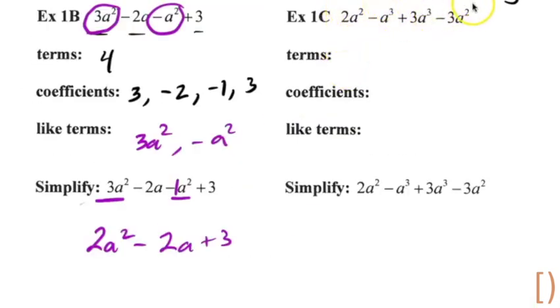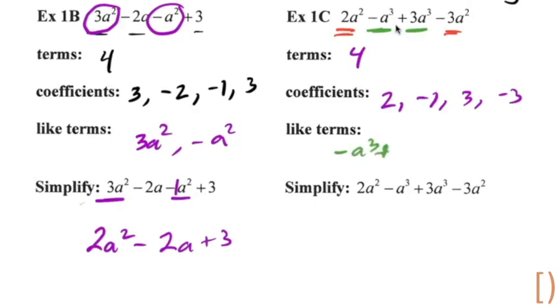1, 2, 3, 4. Coefficients, I have 2, -1, 3, and -3. My like terms: well, the a cubes are alike, and the a squares are alike. So I'll write them twice. So I'm going to write -a cubed plus 3a cubed, and then we'll also write 2a squared minus 3a squared.